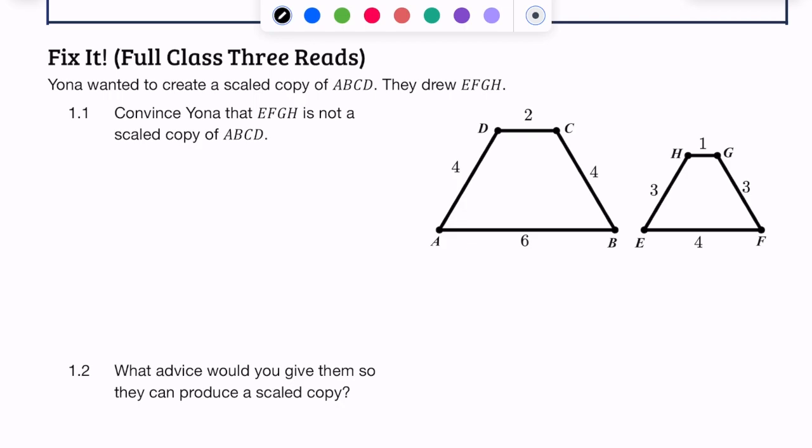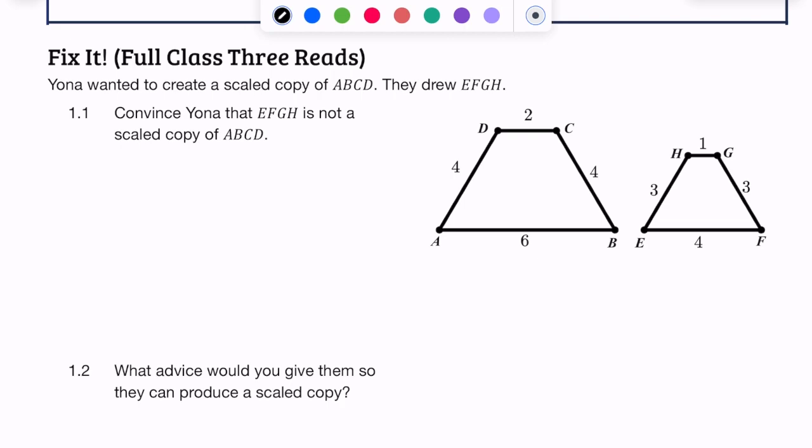Alright, so let's get started here. They want us to figure out why this is not a scaled copy of this. So our basic understanding of a scaled copy is that they're the same shape, but different sizes. Okay, so looking at this might appear to be the same shape and different sizes, but then we have to get to our more technical definition.